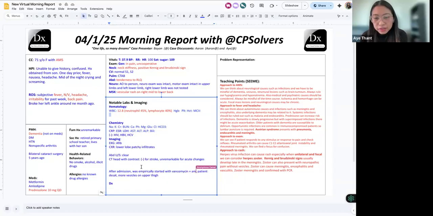Yeah, it sounds like vesicles are also growing, so it could be due to zoster meningitis or encephalitis. But as we cannot do lumbar punctures, but she is already on empiric treatment of acyclovir as well. So I don't know what is going to be the next step to get a definitive diagnosis.